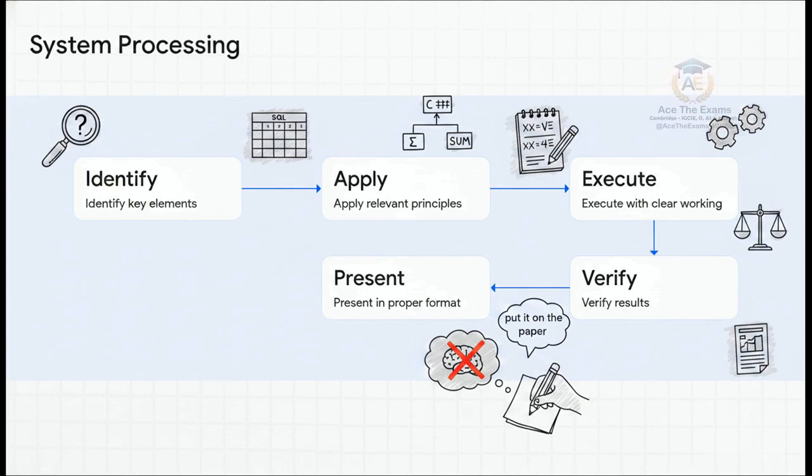Step 1, identify the key elements of the question. What is the command word actually asking? Step 2, apply the relevant principles. Decide logically if you need a count, a sum, or an AVG based on the context. Step 3, execute your analysis with crystal clear working. Step 4, verify your results against the constraints of the system. And Step 5, present them in the appropriate format. You must explicitly show your clear working and verify your results to capture every single available method mark.